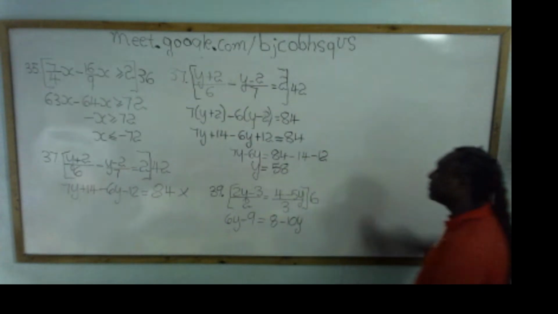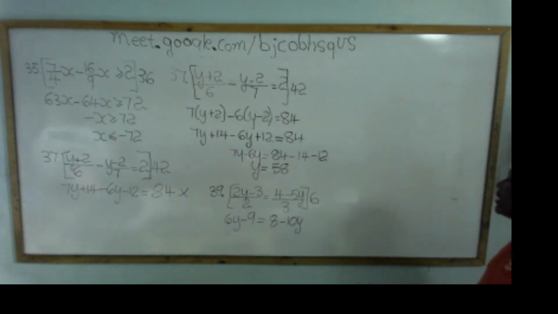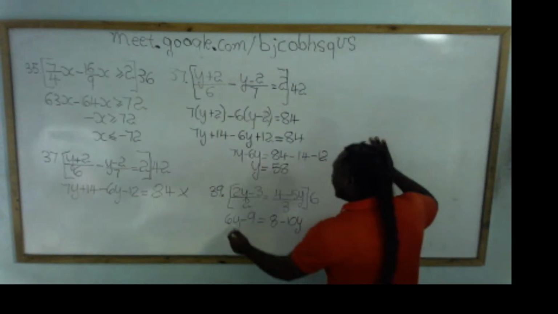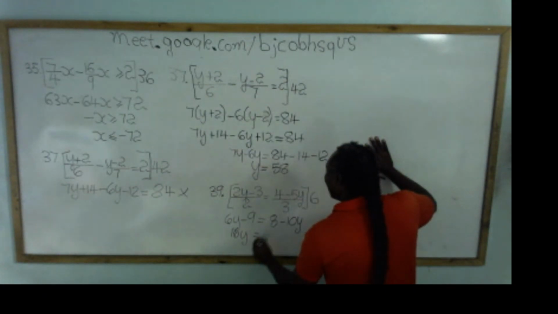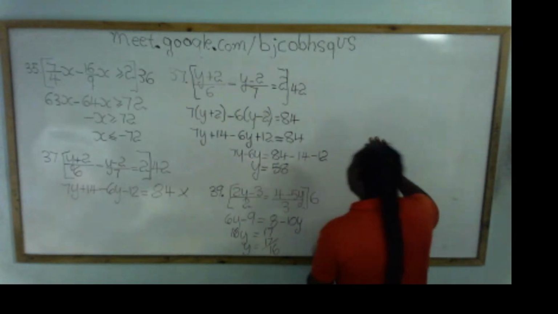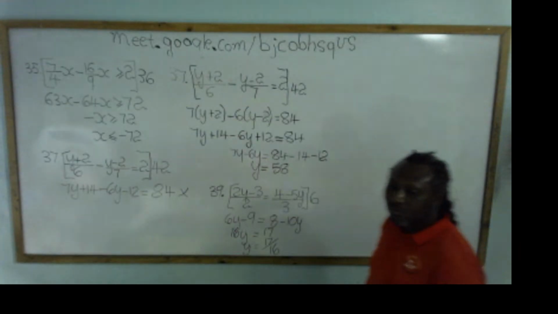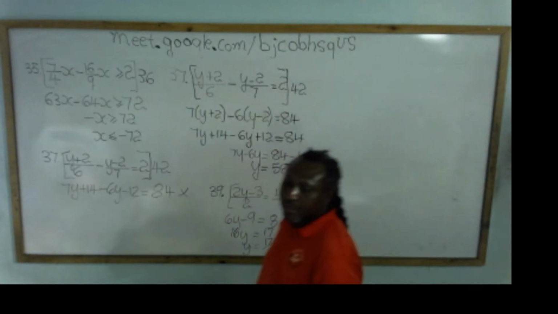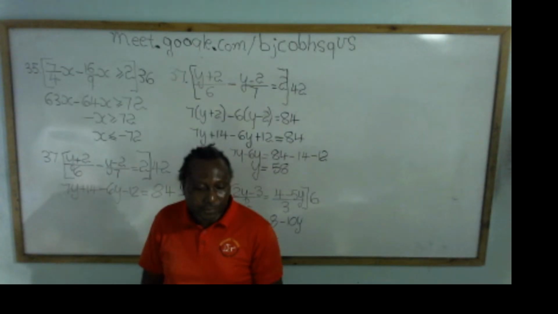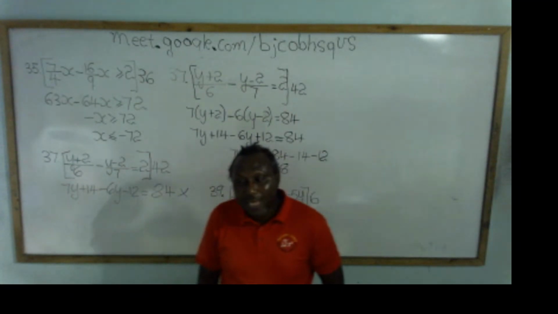Right. And of course, you can sort that out like some of the problems that we have done earlier on. 6y, you want to add the 10y, so 16y will be there, is equal to 17 when we add 9 to both sides. So y is equal to 17 over 16. And that is what we make of the application topic of solution of linear equations. It's merely an application topic.